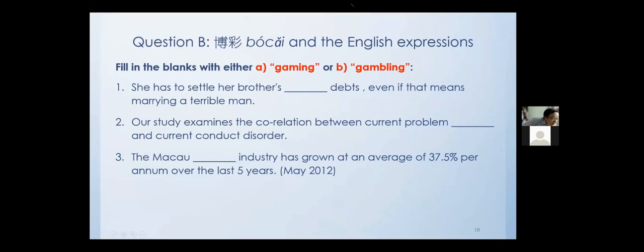The second one's about gaming and gambling. So this is probably not right and wrong, but preferred or not preferred, or in terms of connotations each word entails. Would you see her brother's gambling debts or gaming debts? Would you see current problem gaming or gambling? Problem gaming or problem gambling? The last one is Macau's gaming industry or gambling industry.